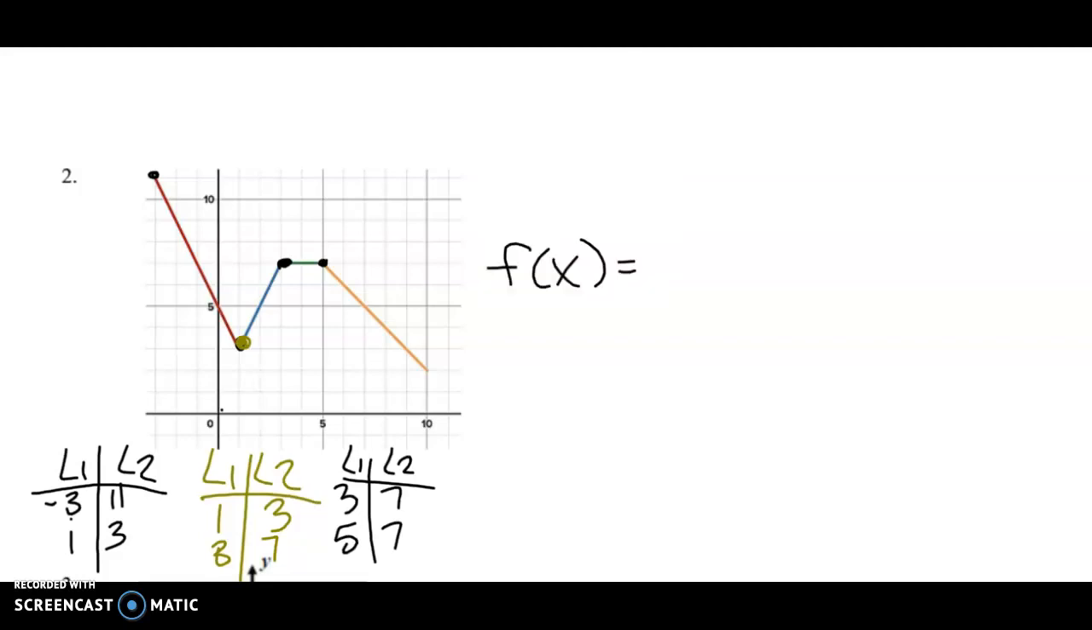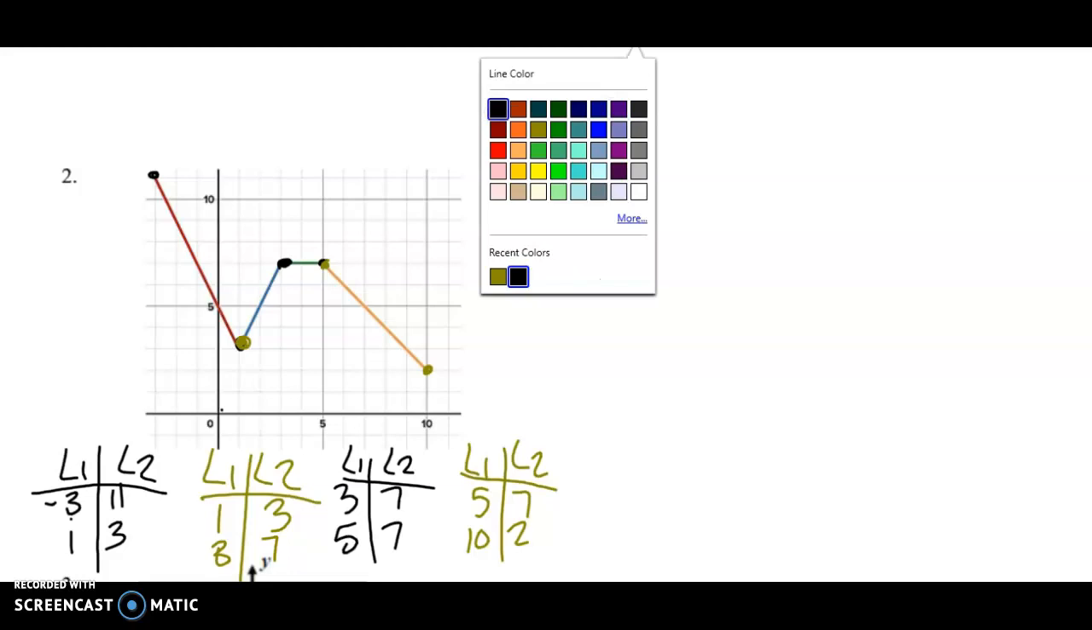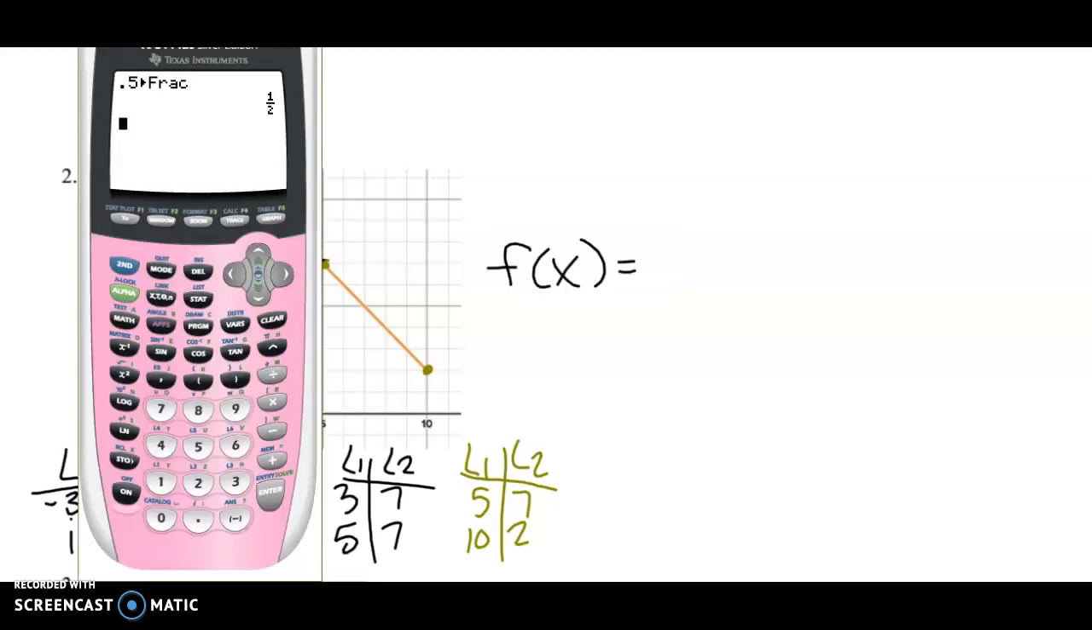7. Last interval, start at the 5, 7, end at 10, 2. Okay, so at this point, I am ready to utilize my calculator and get my equations.